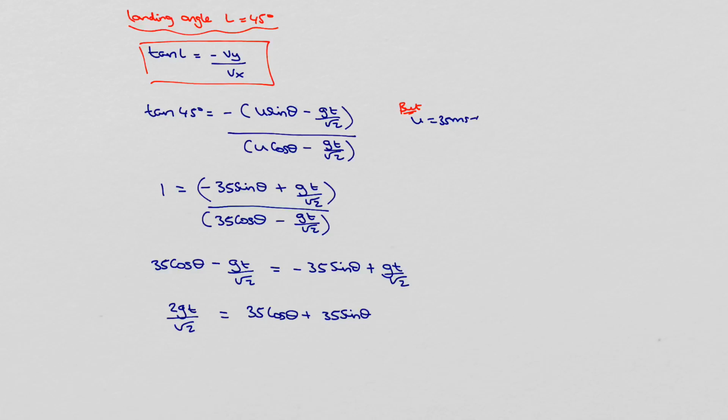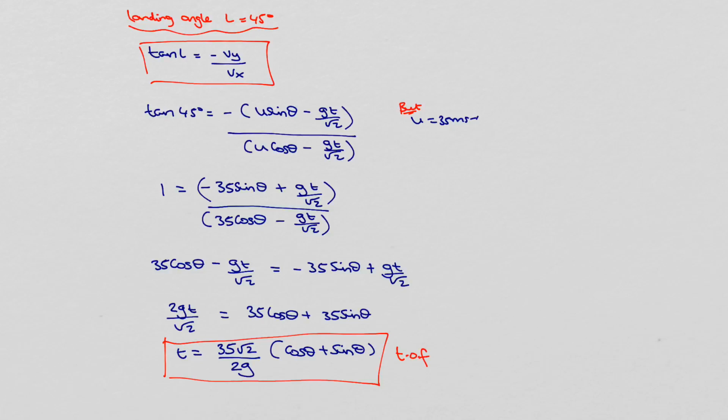Okay, I'm going to take out my t on its own then, so I'm going to multiply across by root 2 and take out 35 as being common there as well. So 35 multiply across by root 2, divide across by 2g, and I've taken out my 35 as being common there, just to make it a little bit neater looking. Okay, so this is also my time of flight. So I now have two equations for my times of flight, so I'm going to equate both of those.